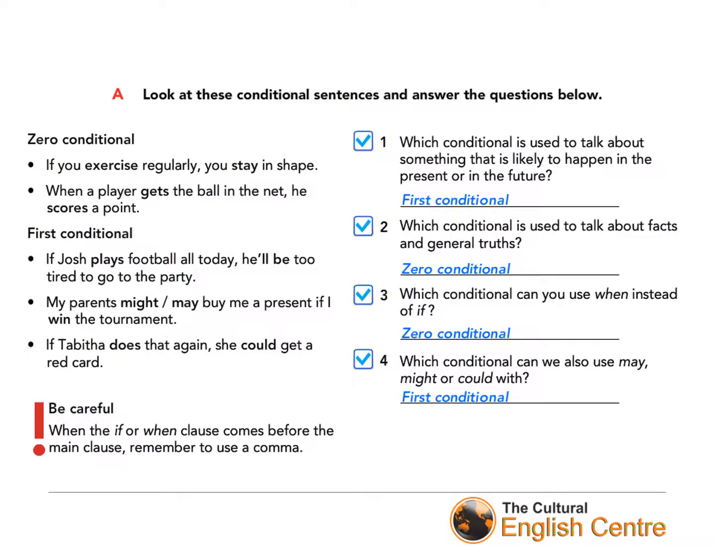And finally, the answers. I hope you got it all right. In question 1, the answer is first conditional because we use it to talk about something that is likely to happen in the present or future. In question 2, it's zero conditional. We always use it to talk about facts and general truths. Like when you heat up water, it boils. In zero conditional, you can use when instead of if. And in the first conditional, we can use may, might, or could instead of will.